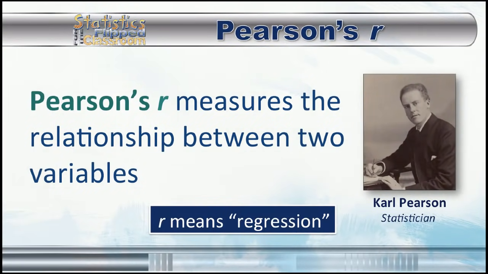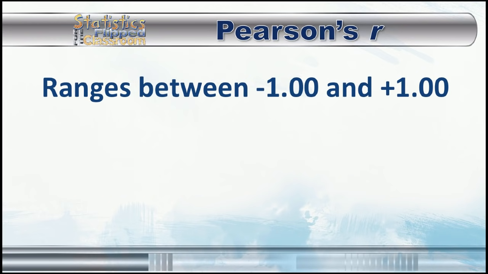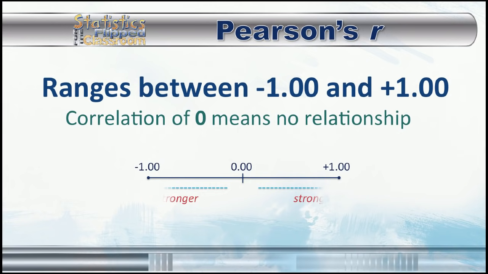The correlation that we are doing is called Pearson's r. A Pearson's correlation describes the relationship between two variables. Pearson's r ranges between -1 and +1. 0 indicates no relationship at all. The closer that the correlation is to either +1 or -1, the stronger the relationship between the variables.